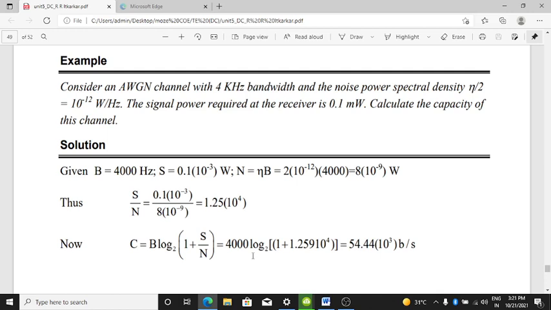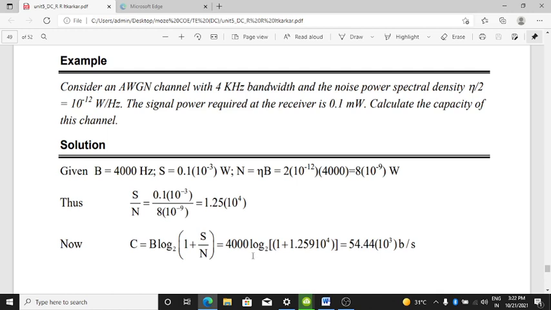So the solution is: given B = 4000 Hz, S = 0.1 × 10^-3 W, N = ηB = 2 × 10^-12 × 4000 = 8 × 10^-9 W. Thus S upon N, we put the values of S and N together. After solving we get 1.25 × 10^4.